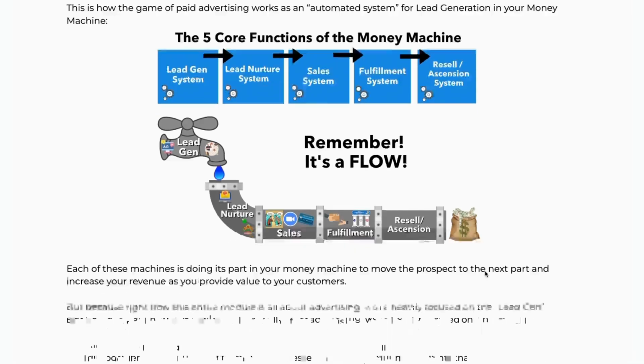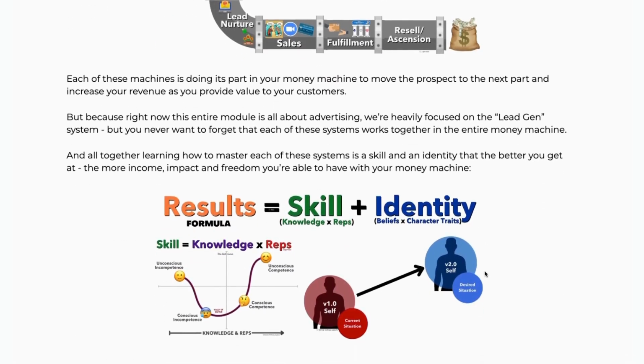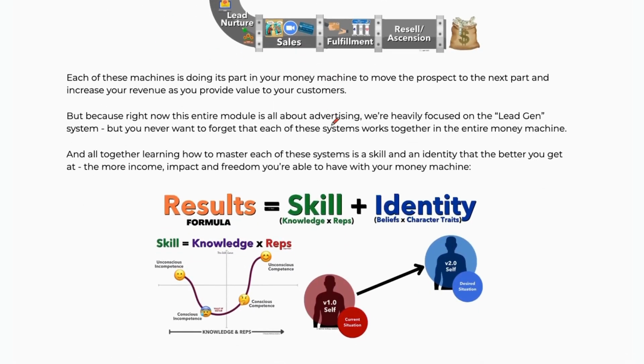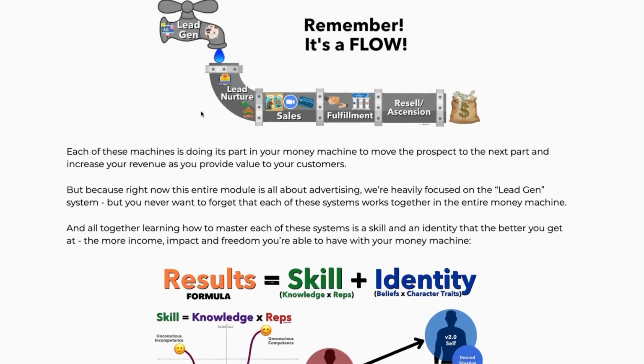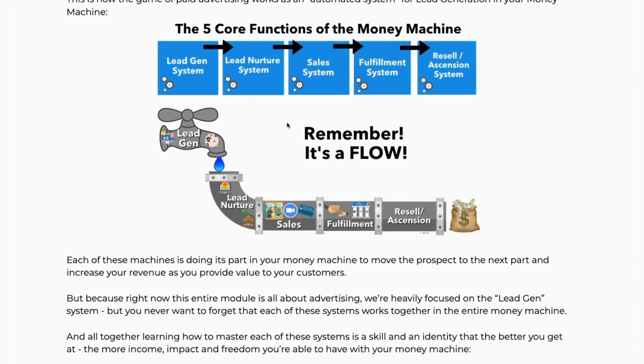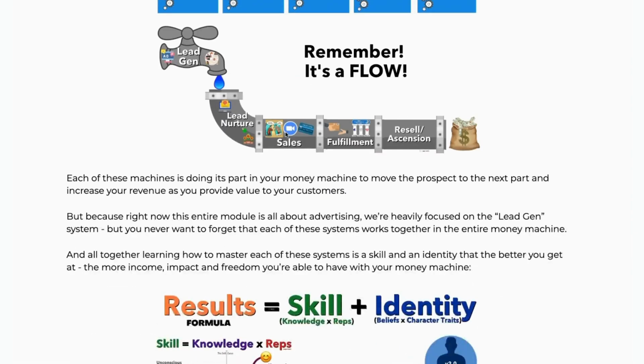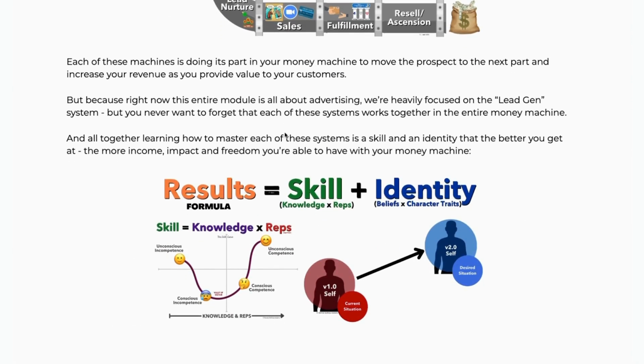So overall, even though this specific module we're focusing on right now is about advertising and lead generation, we're super zoomed in to lead generation right now. We're talking about the science and the skill set of lead generation. I do not want you to forget that all of these systems work together because it is a flow. And so the more you learn the skills and the identity to get better at all of these systems, all of the tools within these systems, the more income, impact, and freedom you are going to be able to have.